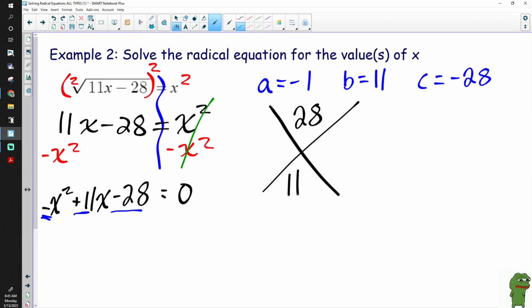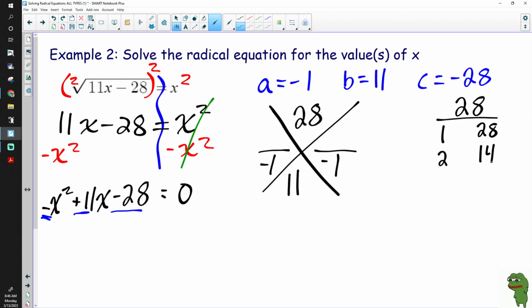We will divide both sides by negative 1, because that's the A value. We need to figure out how to get 28. What are all the ways to multiply 28? I think I can think of 3. 1 and 28, 2 and 14, and 4 and 7. That all? I think so. Which of these adds up to the bottom, 11?